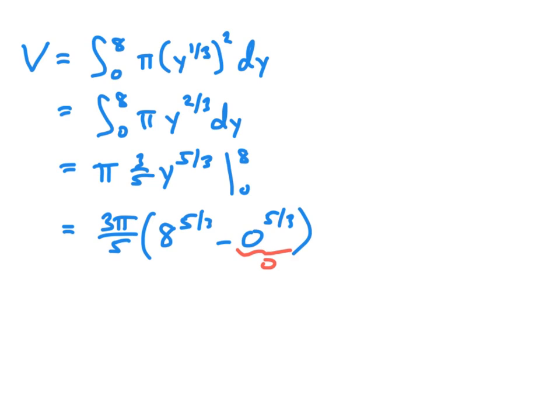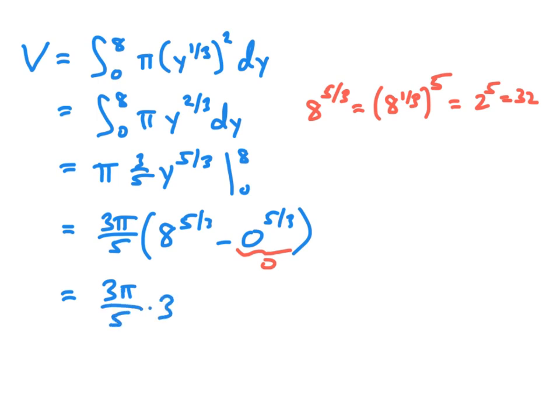For 8 to the 5/3, we can actually simplify this a little bit. We can think of this as 8 to the 1/3 power raised to the 5th power. And 8 to the 1/3 is the cubed root of 8, and so that's just 2 to the 5th power, which we know is 32. And so this particular volume we can think of as 3 pi over 5 times 32, and that will be 96 pi over 5. And so this will be our exact value for the volume of the solid that we obtained here in this example.